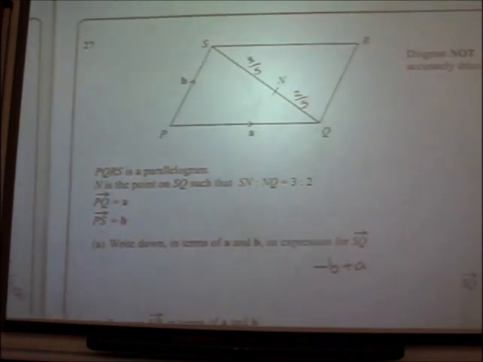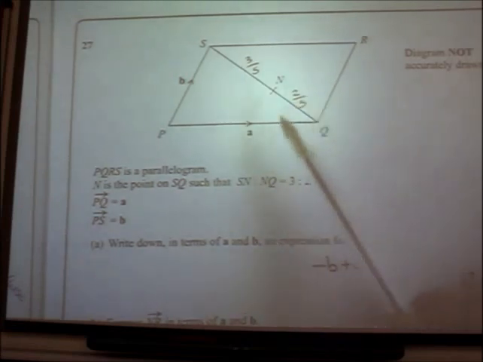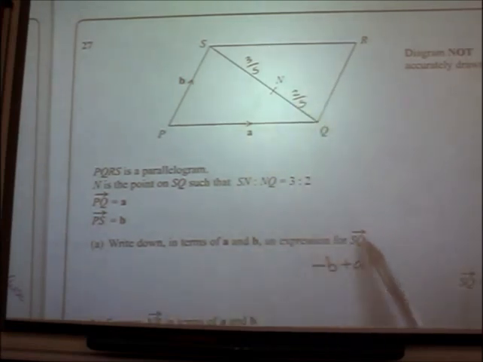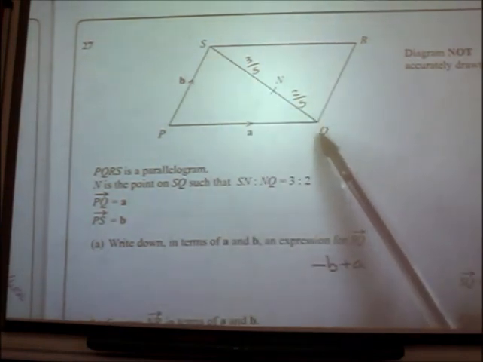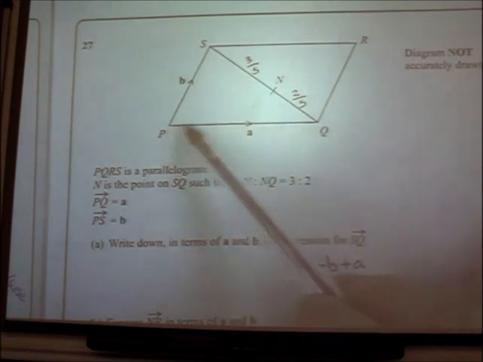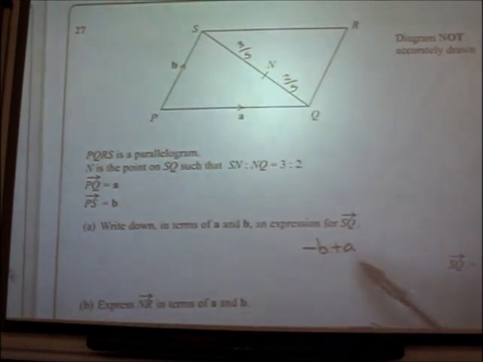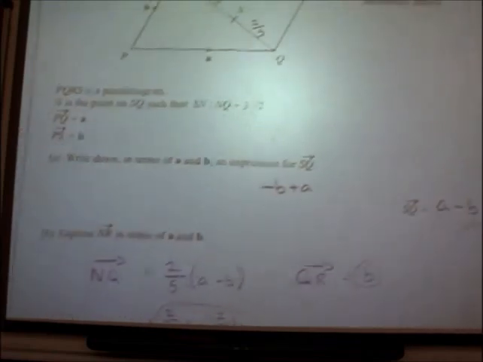Next one is a vectors question. The first vectors question tends to be quite easy, so let's have a look. Express NR in terms of A and B. So, no, it isn't. Find SQ. So S is there and Q is there. So to go from S to Q, you go back down B and along A. So it's minus B add A. I like switching them around and calling it A minus B because I think that looks a bit neater. 1 mark. Everyone should be able to get that.